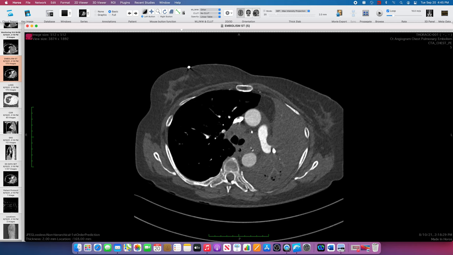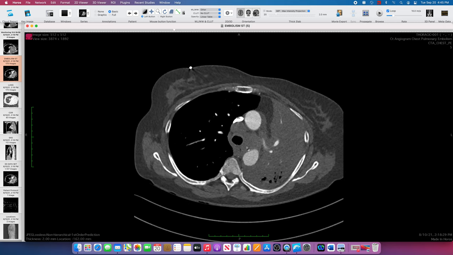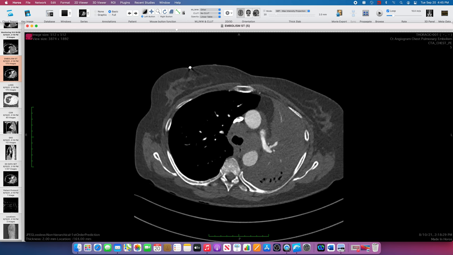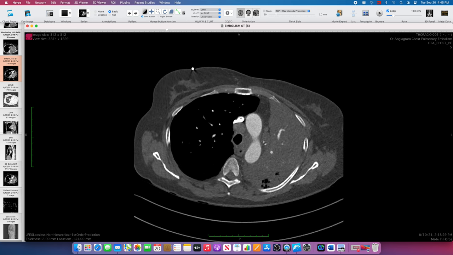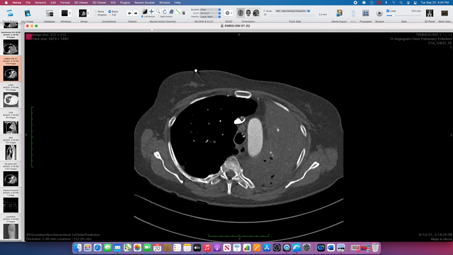We've got lower left paratracheal lymphadenopathy that blends with some left AP window adenopathy. There's also right paratracheal adenopathy, and anything to the right of the far left trachea is considered right paratracheal. So even though this is in front of the trachea, it's actually considered right paratracheal.